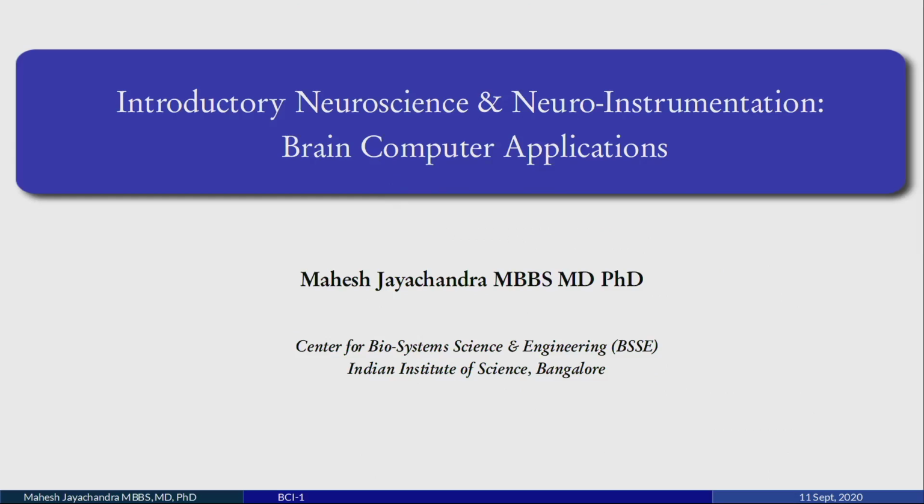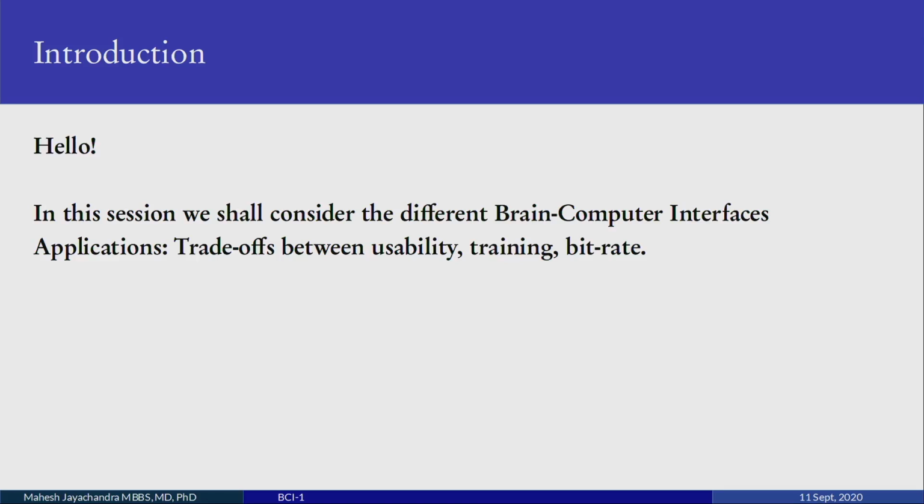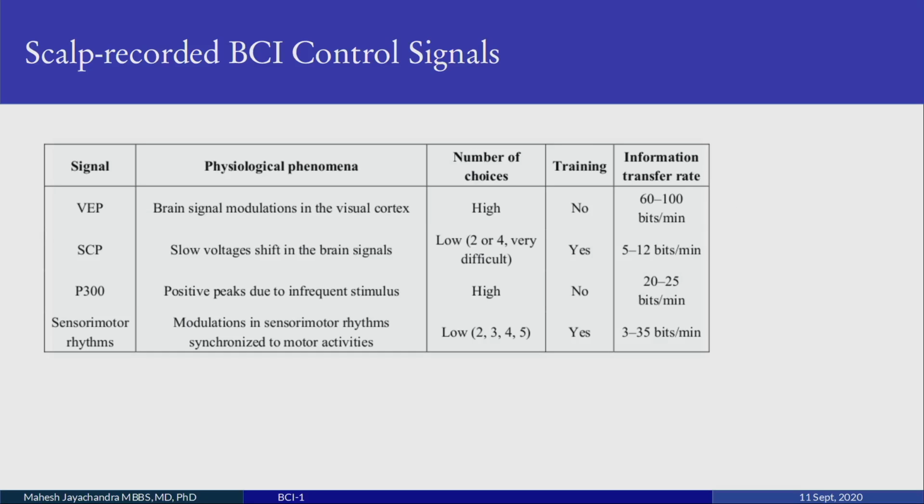Okay, so in this session we shall consider the different brain-computer interface applications in a little more detail and look at trade-offs between usability, training and bitrate. So just to reiterate, we are only considering scalp-recorded BCI control signals. The first one is the SSVEP, and the number of choices we have is very high. There is no training involved and you have a high information transfer rate.